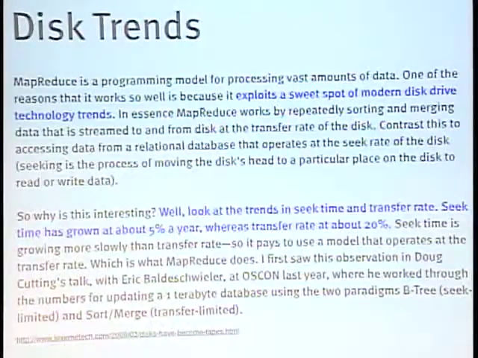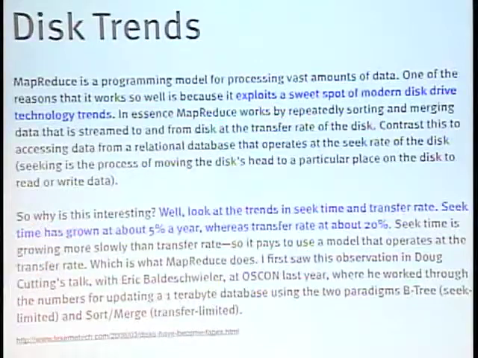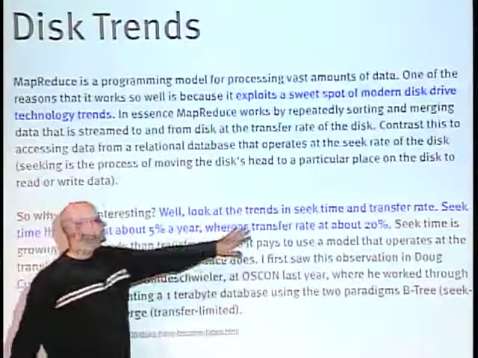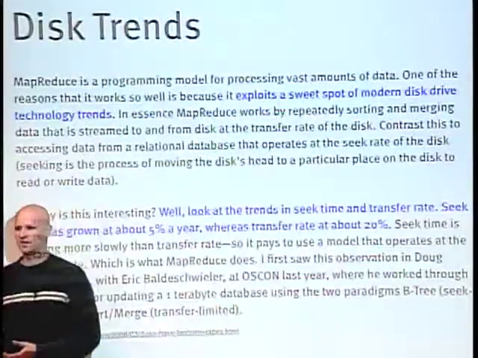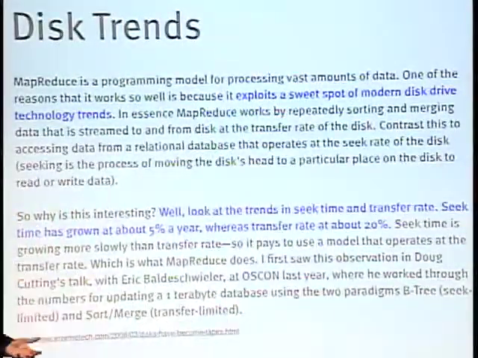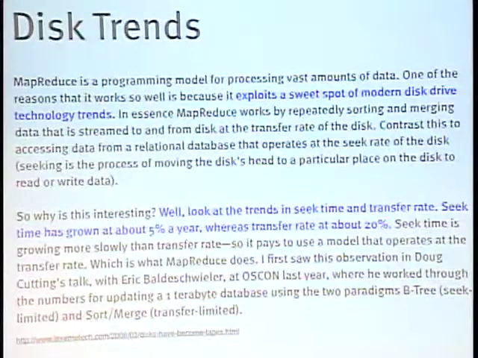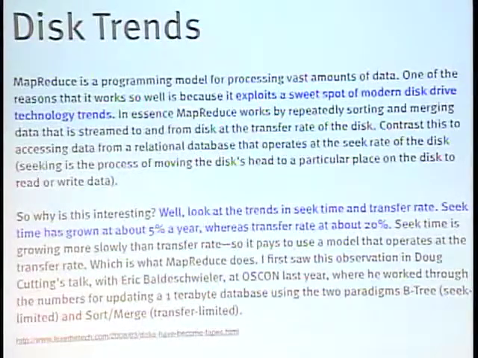What this commenter is pointing out is that seek time is improving by 5% a year, while transfer rate is improving by 20% a year. Latency is getting better by 5% a year. Transfer rate, bandwidth, is getting better at 20% a year. So which curve do you want to be on? Of course you want to be on the bandwidth curve. Latency lags bandwidth. You want technologies that are on the bandwidth curve. I don't know if Google thought about this when they started, but they're certainly on the right curve here.